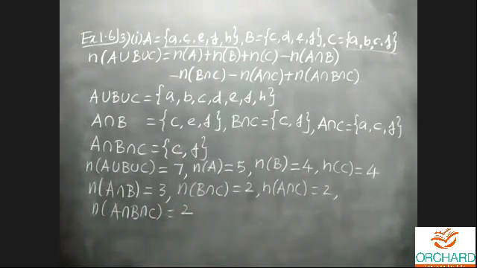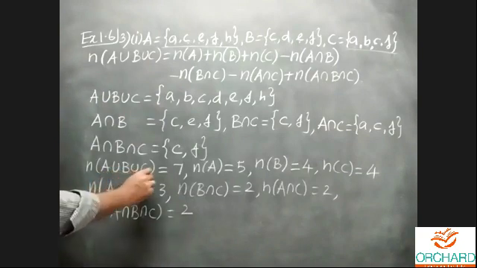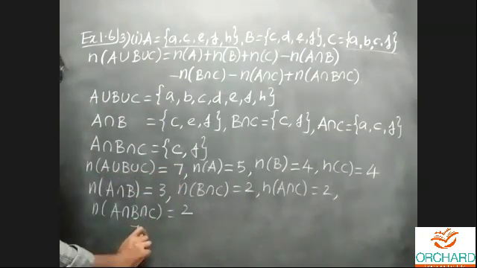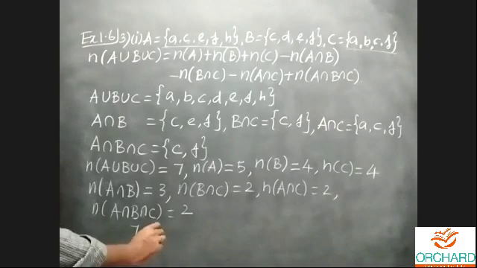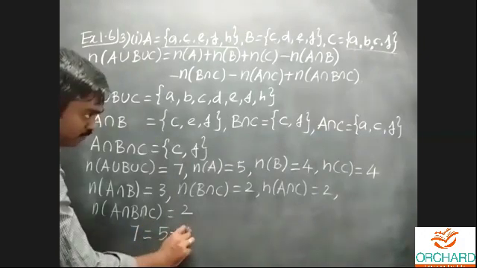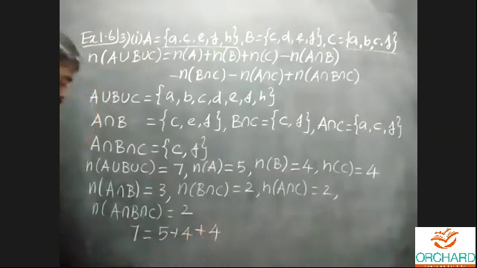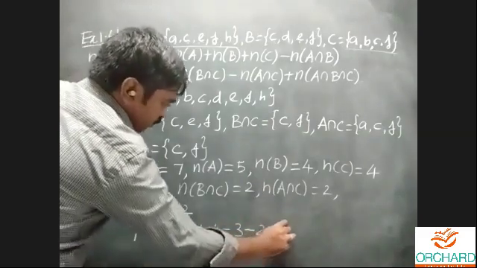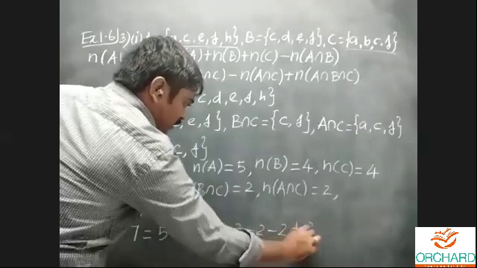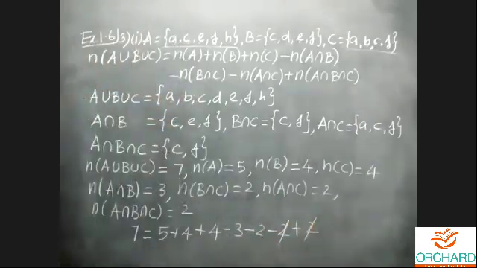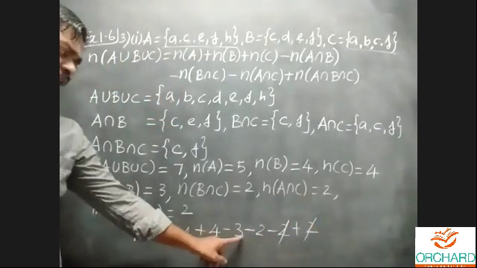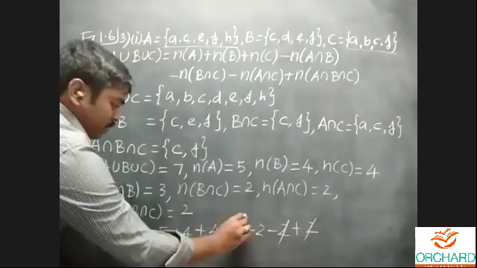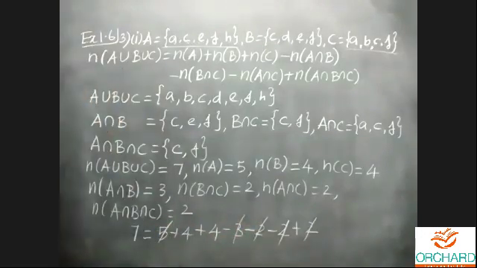Now we can verify whether these two are equal or not equal. n of A union B union C is equal to 7. Okay, fine, which is equal to n of A is 5, plus 4, plus 4. Next, A intersection B is 3. That is minus 3, minus 2, minus 2, plus 2. Now we'll simplify. Plus 2, minus 2 getting cancelled. Minus 3, minus 2 is nothing but minus 5, and plus 5 getting cancelled.